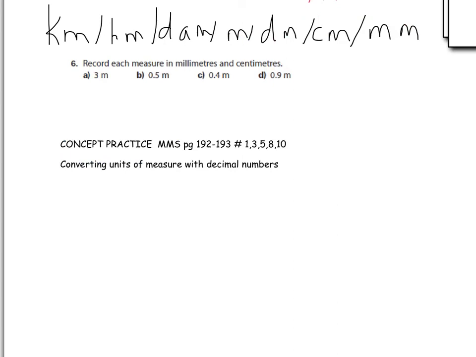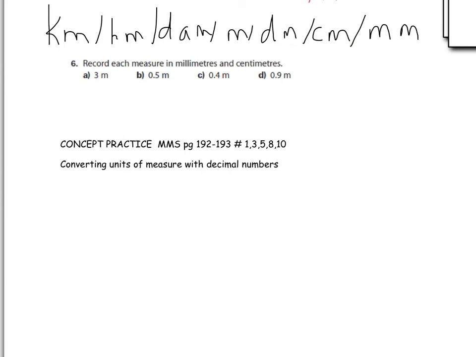Now you get to move on to your practice of the concept, your concept practice, page 192, 193, numbers 1, 3, 5, 8, and 10, converting units of measure with decimal numbers. So you can use whichever strategy you prefer. You can use the unit conversion chart.